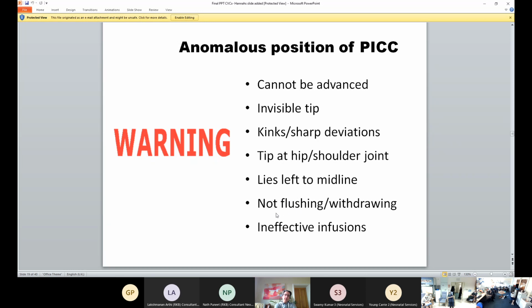Another warning is not flushing or withdrawing, or infusions that are ineffective, like having a patient with hypoglycemia that is resistant despite increasing concentrations and volume through the long line. So we have to keep in mind that the long line could be the reason, because it is in a wrong position.